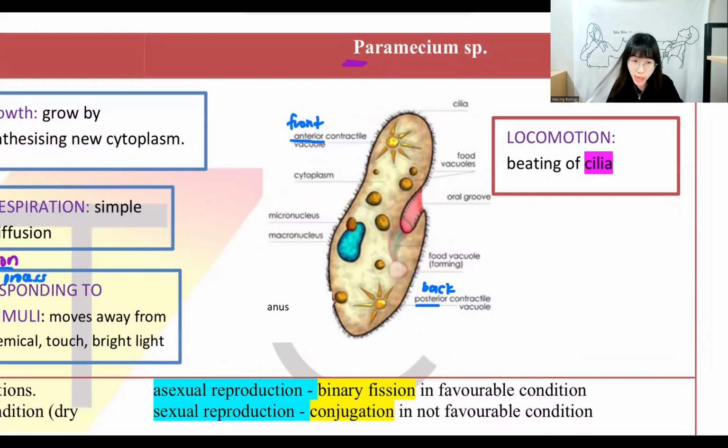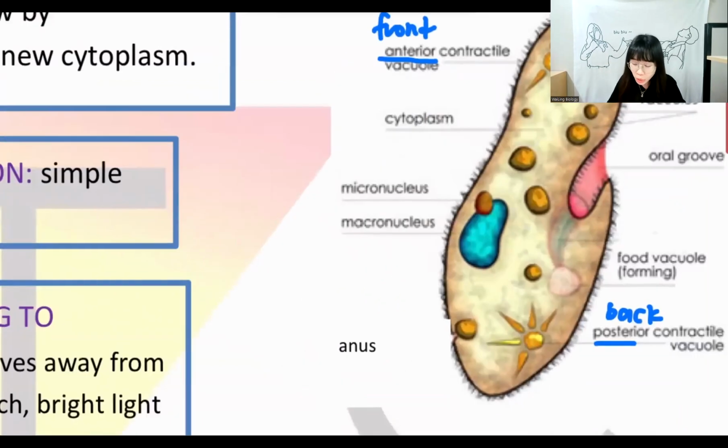They have two nuclei. Amoeba has only one nucleus. Paramecium has two nuclei, a bigger nucleus and a smaller nucleus. How do we see which one is bigger or smaller? Quite obvious. This is smaller, this is bigger, right? The smaller one is known as the micronucleus. Macro is the bigger one.